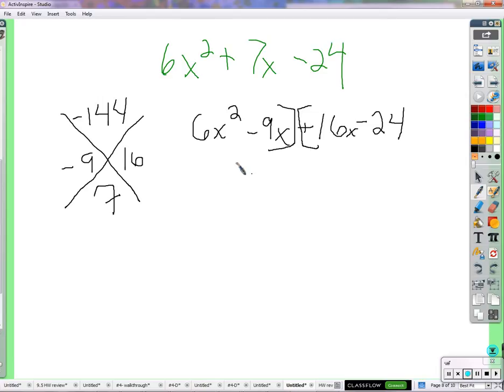Shelby is looking for what these two terms have in common. She's about to factor that thing out. What do these two have in common? They both have an X. Also, divisible by 3. So we take out a 3, and we take out an X.